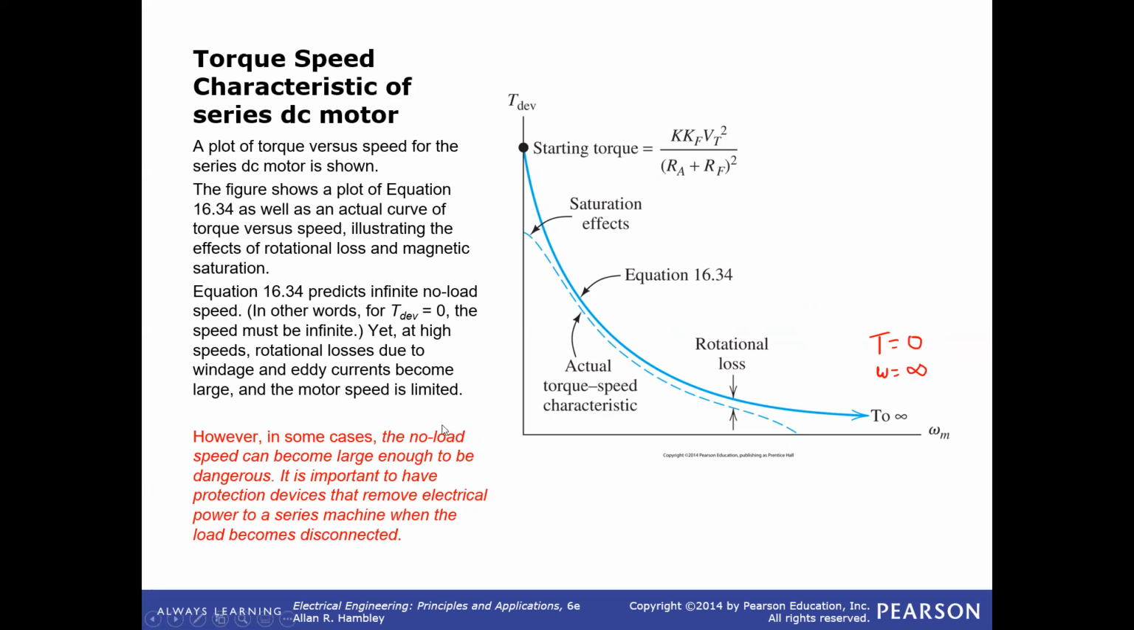However, in some cases, the no load speed can become large enough to be very dangerous. So it is important to have a protection device that removes electrical power to a series machine when the load becomes disconnected. It's very difficult, so for this series connected DC motor, when you want to disconnect your load, make sure that maybe you reduce the input voltage and so on, so that the speed is not at a very high speed.